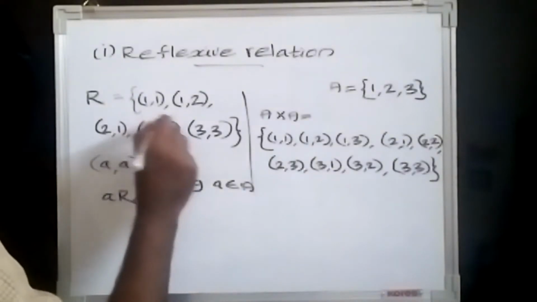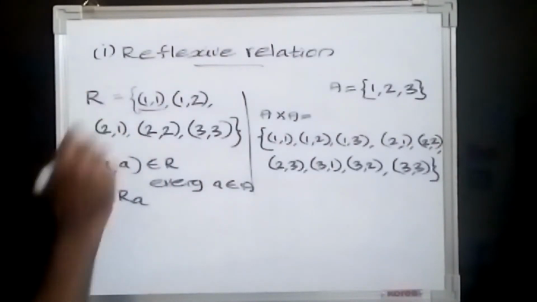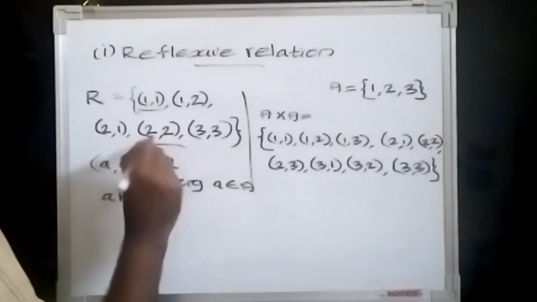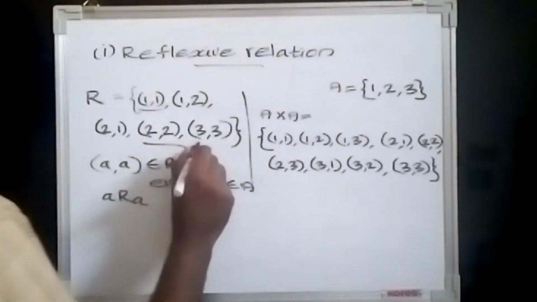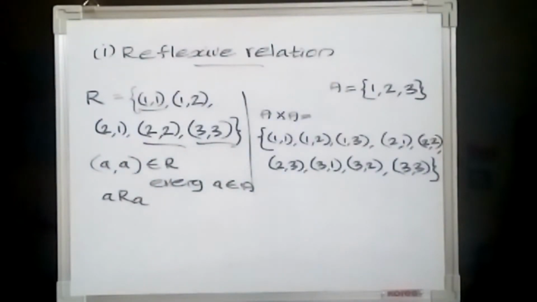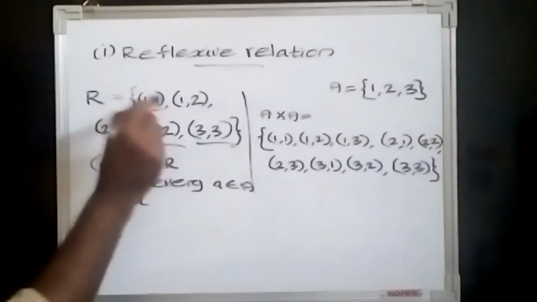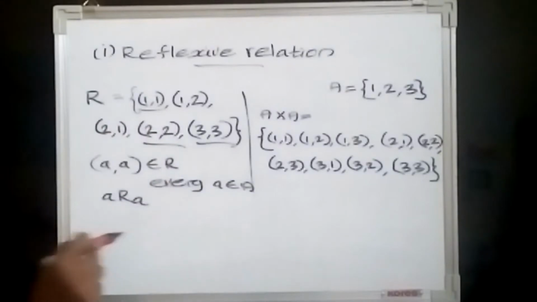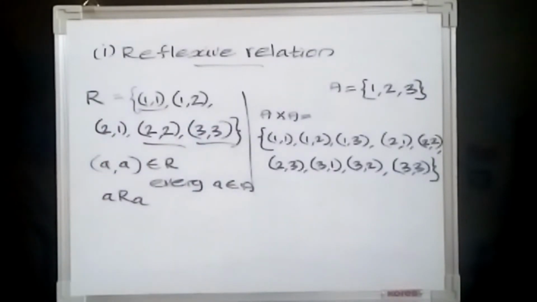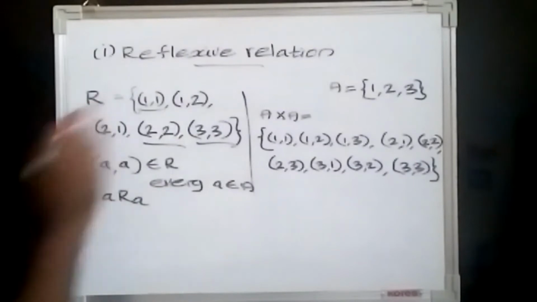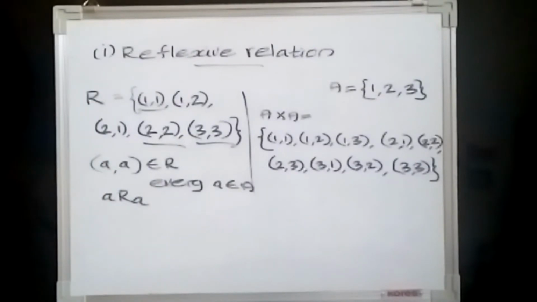Here we have (1, 1) in the set R. (2, 2) is in the set R. (3, 3) is also an element of R. Thus, every element is related to itself. 1 is related to 1, 2 is related to 2, and 3 is related to 3. Whatever the other elements are, it is a reflexive relation. Since it is a reflexive relation, it should contain (1, 1), (2, 2), and (3, 3) for every element.